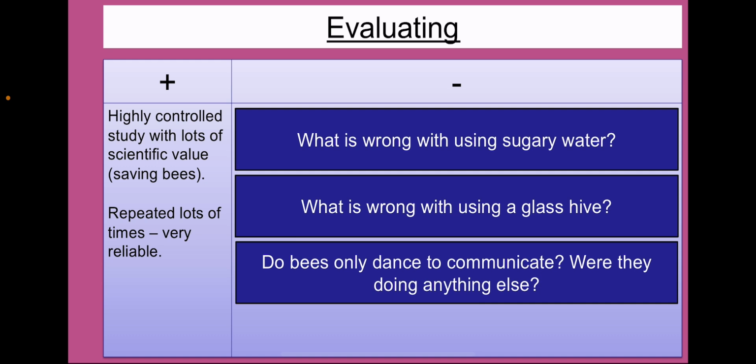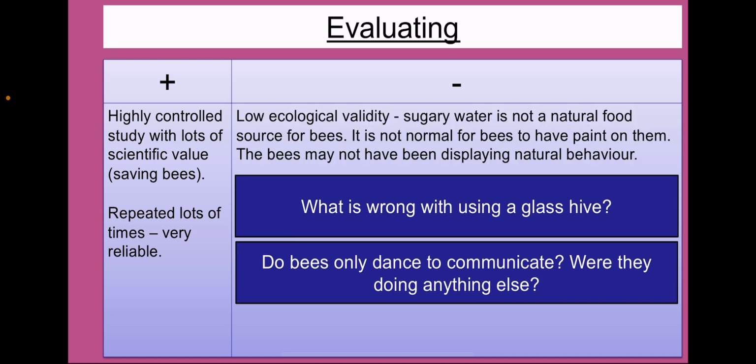So firstly, they used sugary water, which is not a typical food source for bees. So we'd say that's got low ecological validity. It's not normal for bees to be searching for sugary water. It's also not normal for bees to have paint on them. So it's possible to say that the bees were not displaying natural behaviour.